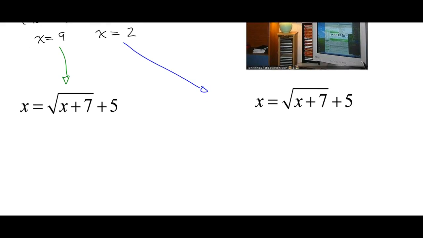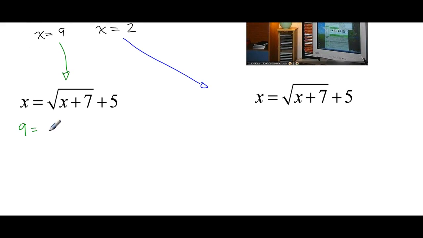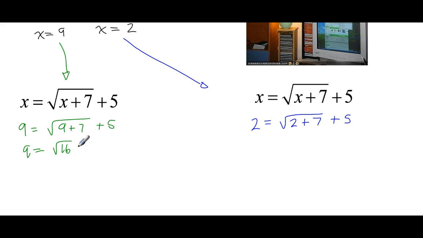So x equals 9 gives us 9 equals square root of 9 plus 7 plus 5. That's supposed to be a 9 there. Let me write more clearly for people who are trying to watch this at home. Over here, if you're plugging in 2, you've got 2 equals square root of 2 plus 7 plus 5. And when you actually work out the arithmetic, 9 plus 7 is 16. Square root of 16 is 4. 4 plus 5 is 9. Yeah, this one works out just fine. It checks, no problem. So x equals 9 is an answer.